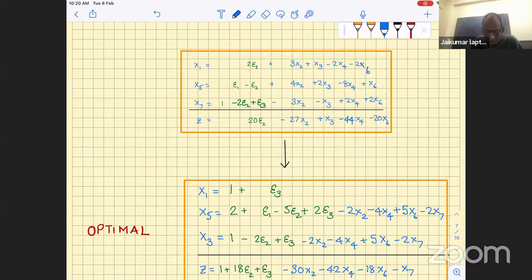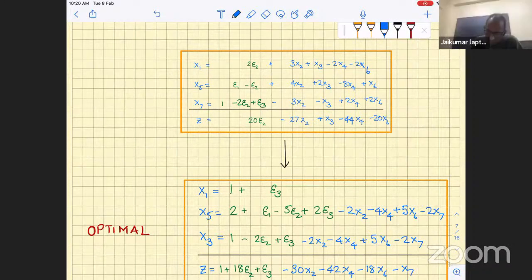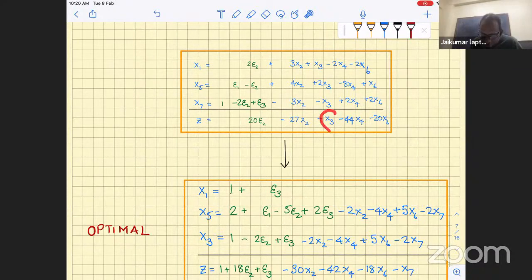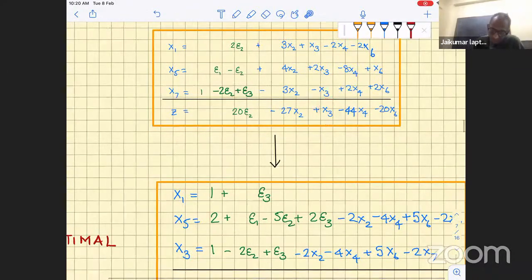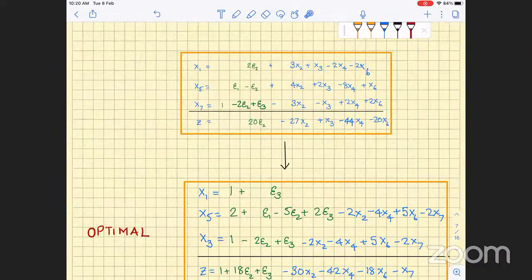Sorry, I hope everybody understood. I've not done every step of this tableau. I'm talking about this tableau. If you look at the objective function, which variable looks like it is going to improve the objective function? x3. Oh, sorry, maybe you read this as x5. Yeah, it's x3. There is only one choice here, actually.